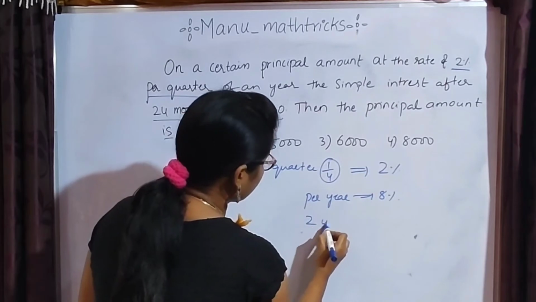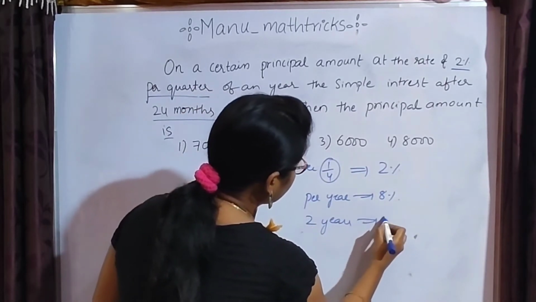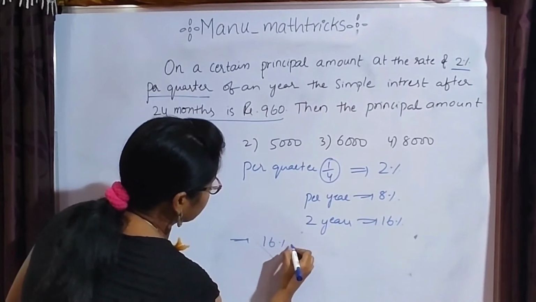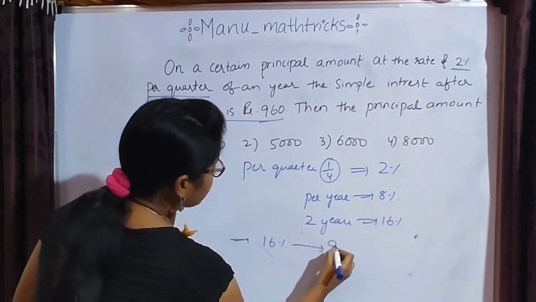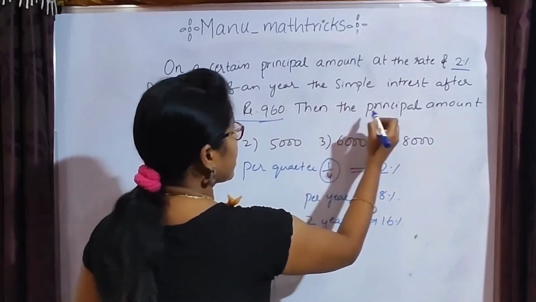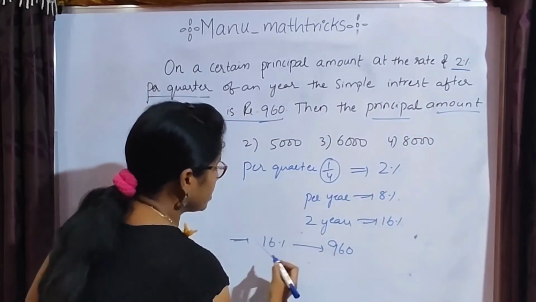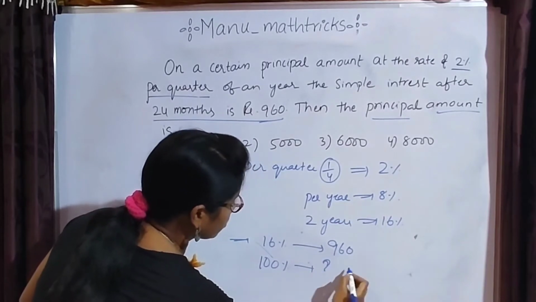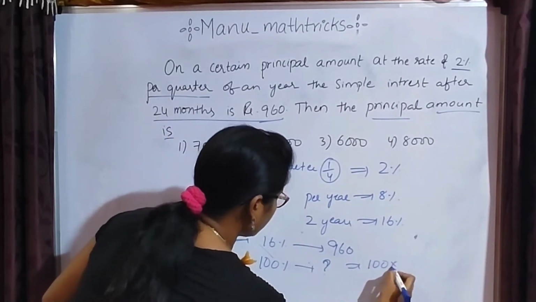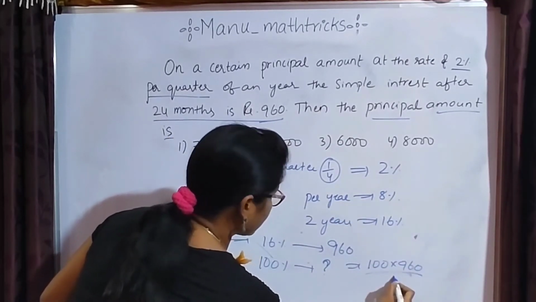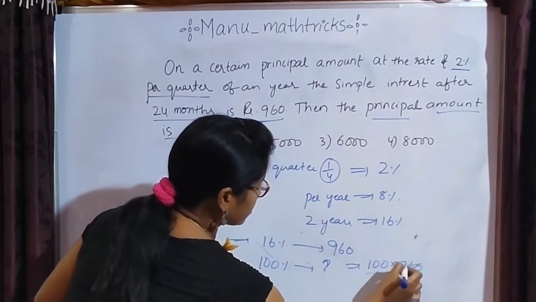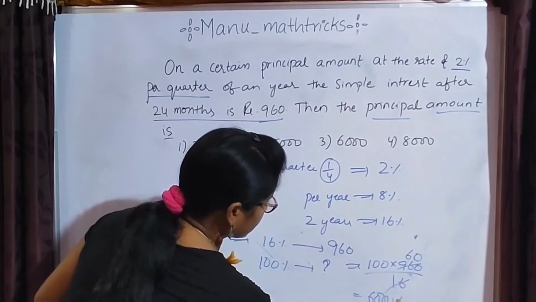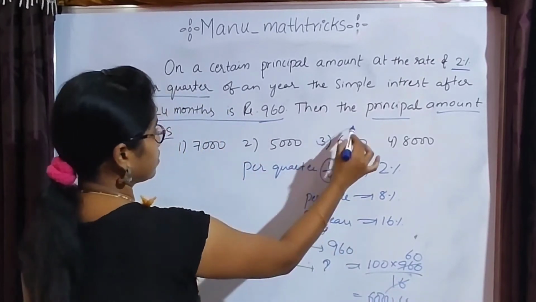Now actually he is saying the simple interest after 24 months. 24 months means for 2 years. 2 years is 16%. It means for 16% he is saying 960 is the amount. Then he is asking to find the principal amount. Principal amount is always 100%. 100% is equal to how much? 100 into 960 by 16. 16 sixes are 96. That is 60 into 100 is 6000 is the answer.